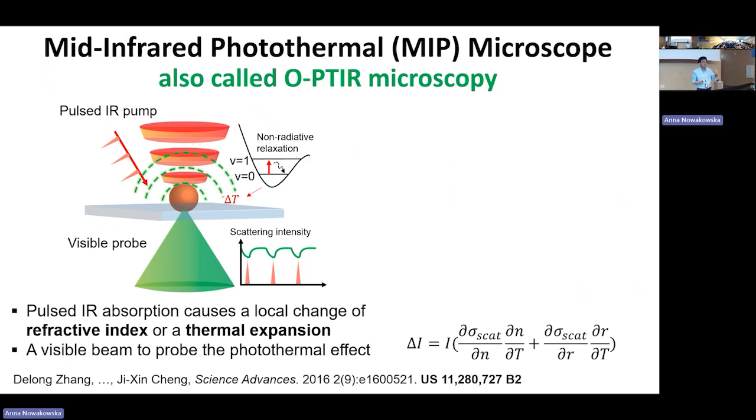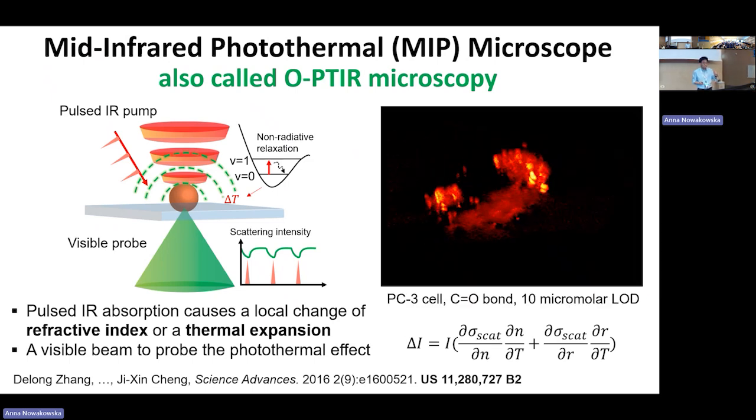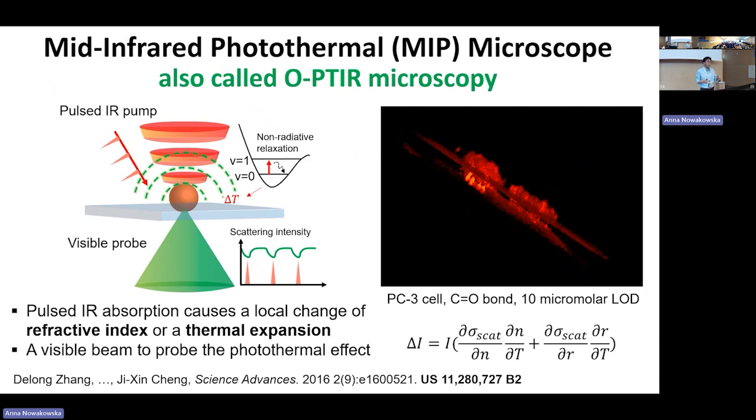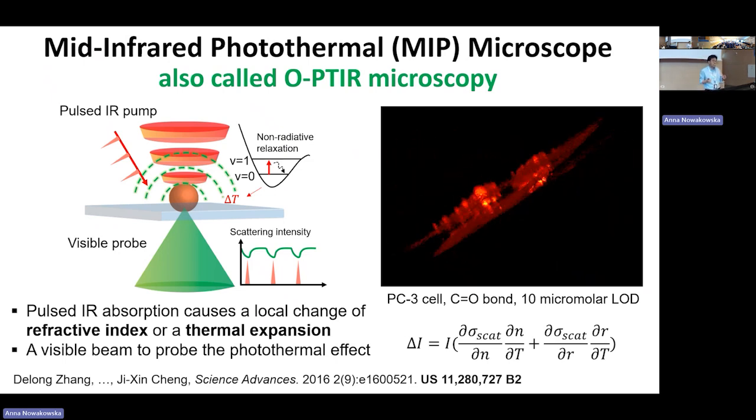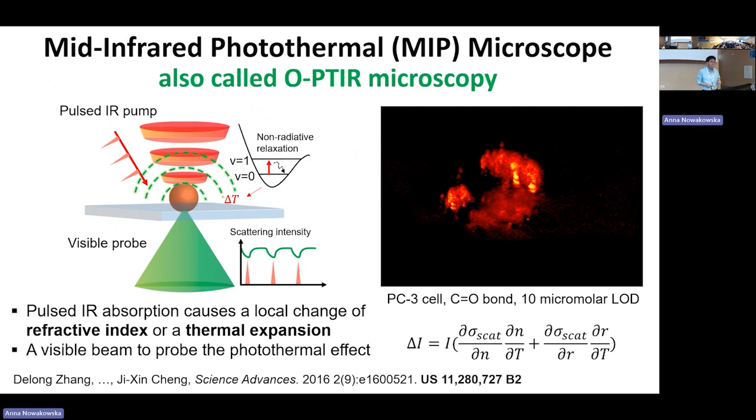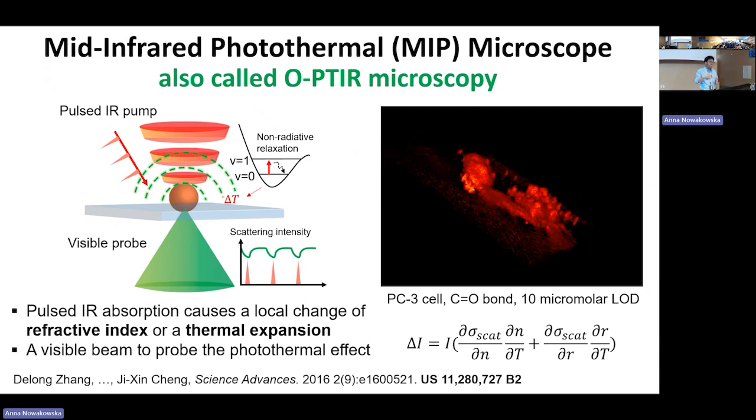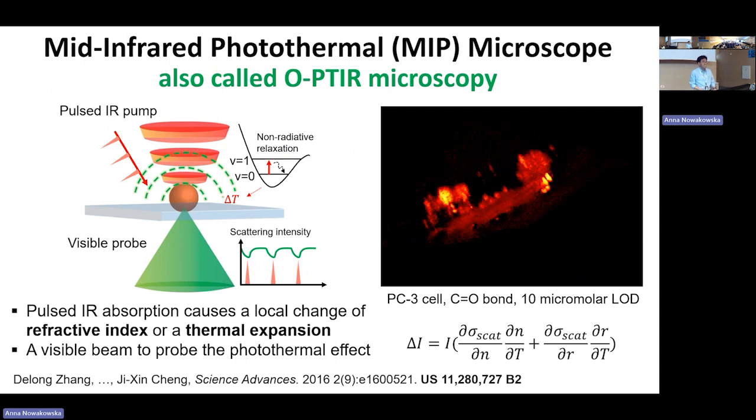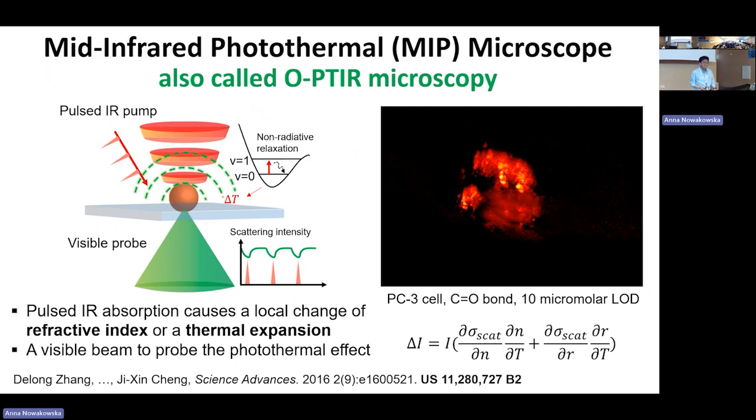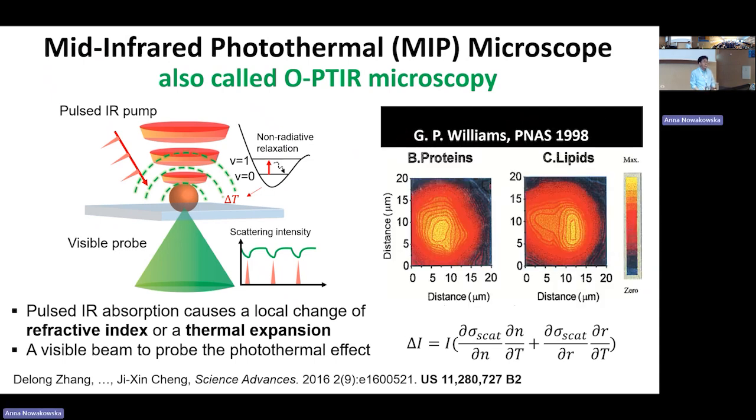So with this method, for the first time, we can do infrared excitation with like 300 nanometer spatial resolution at 10 micromolar detection sensitivity in a living cell. This is confocal, so you can do layer by layer. This is in contrast with the standard FTIR microscopy, where you see no details inside a cell.